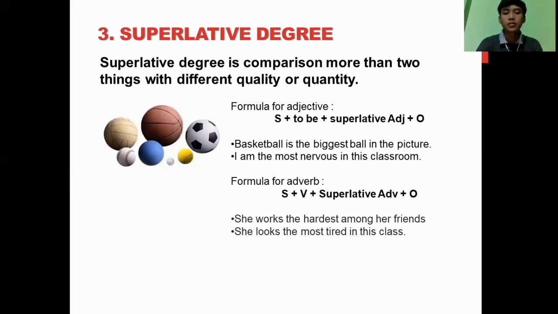So the sentence is, basketball is the biggest ball in the picture. And the next example is, I am the most nervous in this classroom. Next for adverb: subject plus verb plus superlative adverb plus object. The example is, she works the hardest among her friends, and she looks the most tired in this class.